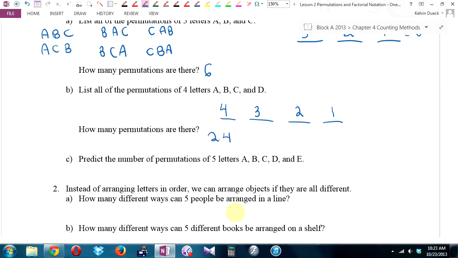What would I write? 4 with 1. For C, 5 letters. How many letters? 5. And you'll notice I even abandoned the blanks. I said I've spotted the pattern. Is that okay? What is 5 times 4 times 3 times 2 times 1?